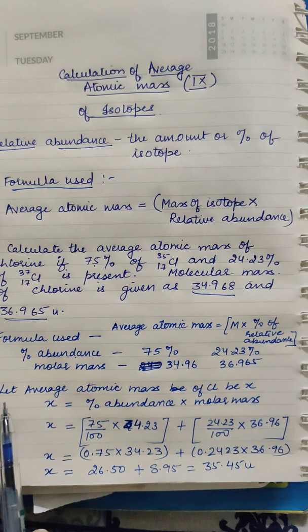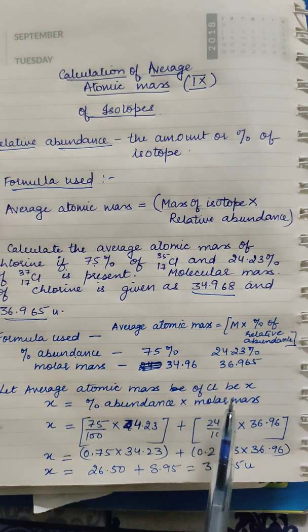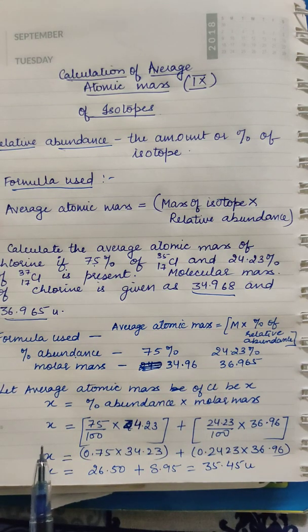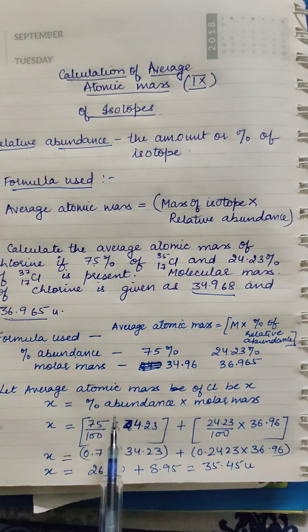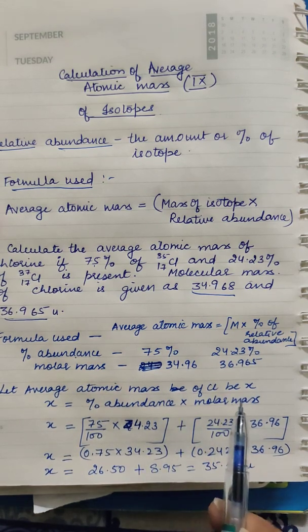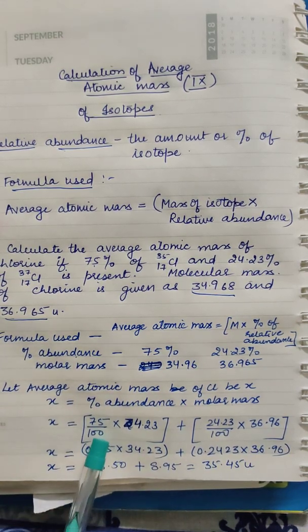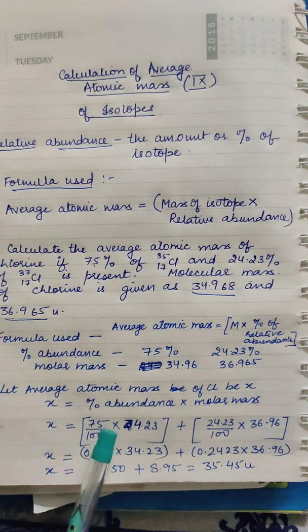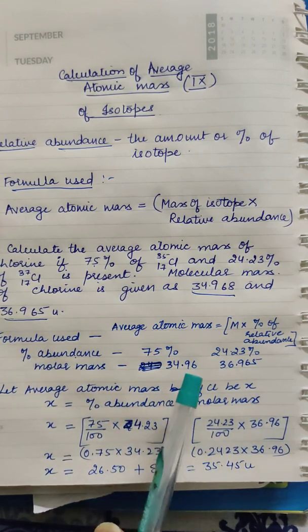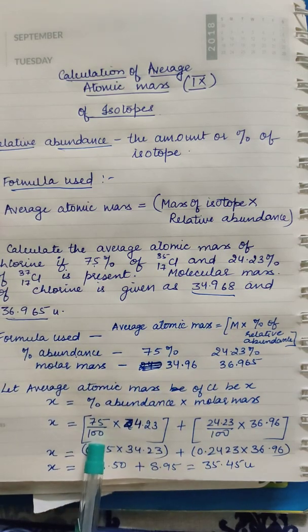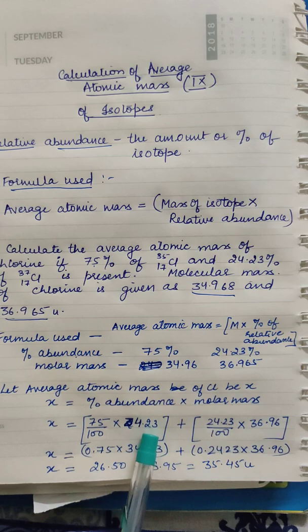Now I have kept the average atomic mass of chlorine to be X. Simply I'll use the formula: percentage abundance into molar mass. How many isotopes are there? Two. So the same process I will repeat two times, and we will add the two things, which will give us the average atomic mass. So I have written X is equal to 75 by 100, because it is 75%, into 34.23.